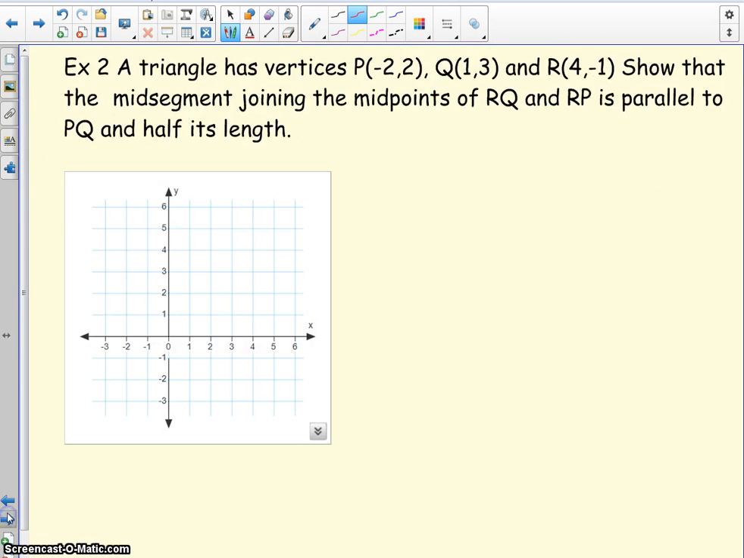Okay, so that's our first proof done. Now let's take a look at another one. So I'm going to give you a triangle, has vertices at negative 2, 2, 1, 3, and 4, negative 1. I'm just going to sketch those. So negative 2, 2, 1, 3, and 4, negative 1.